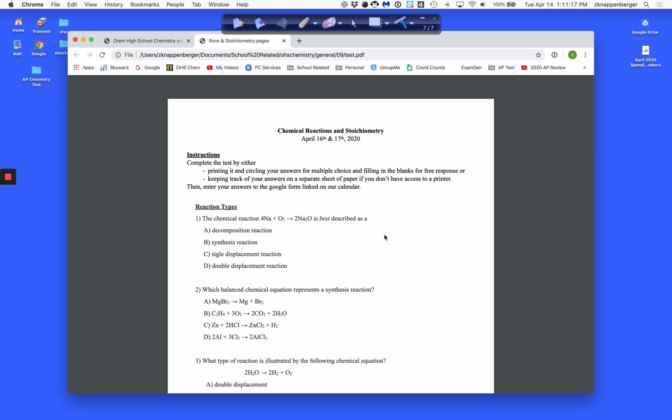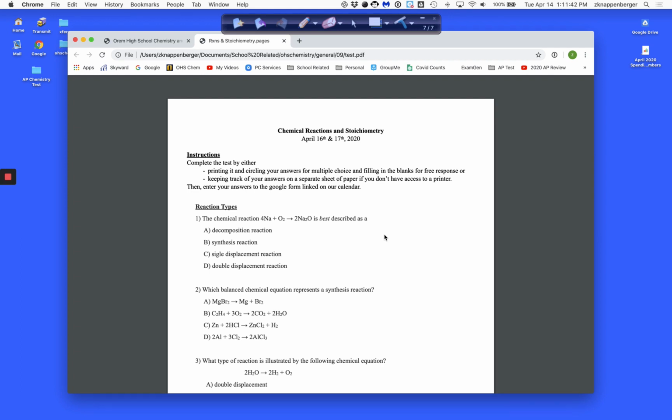Probably one of the two options would be to simply print the test, and you're certainly welcome to do that. It will take up a little bit of paper, but if you print this test, then I think you'll find that taking this test will feel a lot like taking a test as if we were in school.